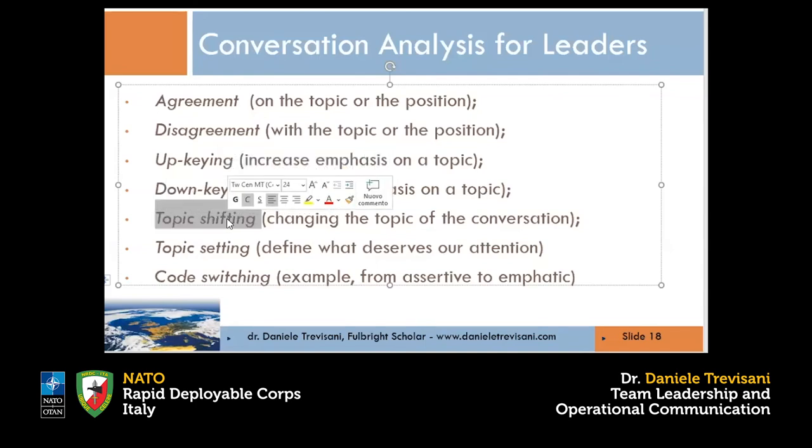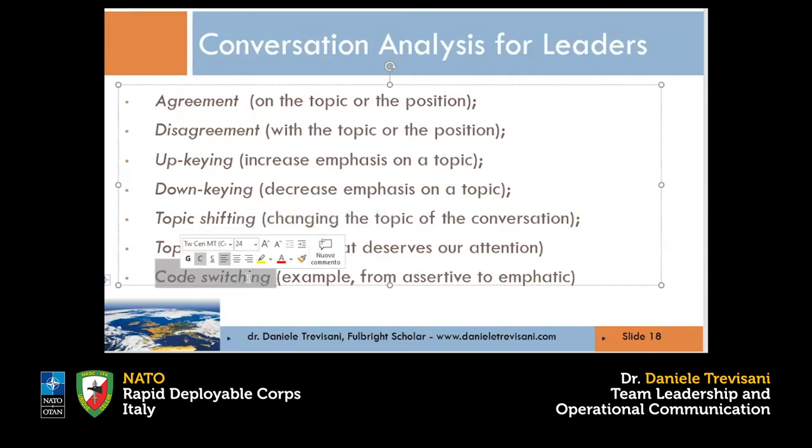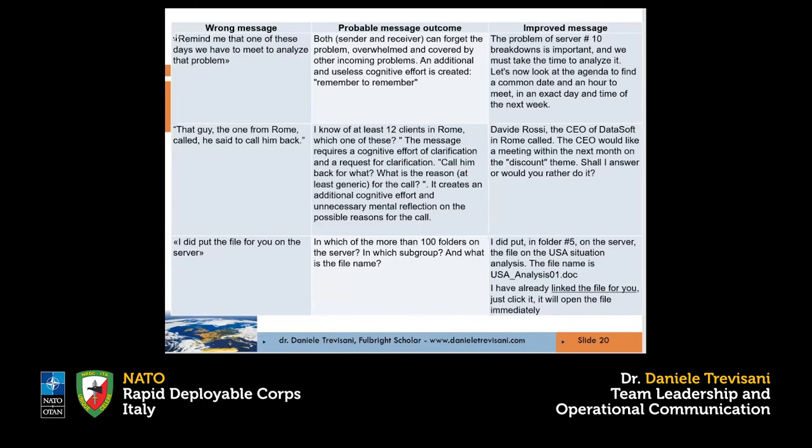Topic shifting, changing the topic of the conversation. Topic setting, define the topic of the conversation. And code switching, for example, switching from assertive to empathic. We can step to an example of wrong message and improved messages. For example, imagine you are in a group and you receive this message: Remind me that one of these days we have to meet to analyze that problem. What is the effect of this statement? The sender and the receiver can forget the problem, overwhelmed and covered by other incoming problems. And then there is a useless cognitive effort, remember to remember, okay?